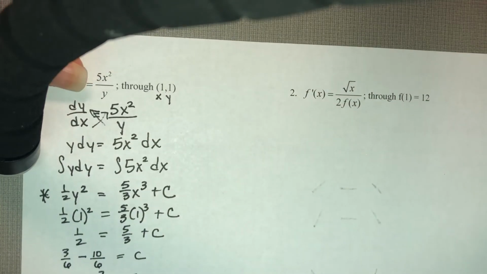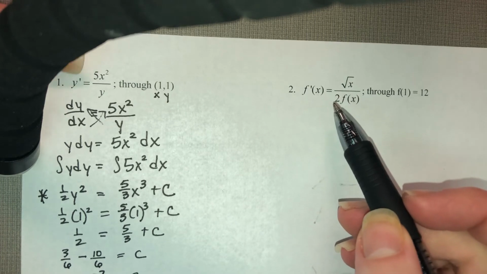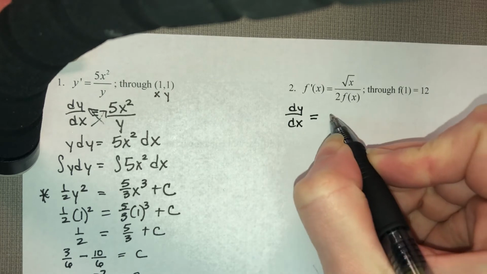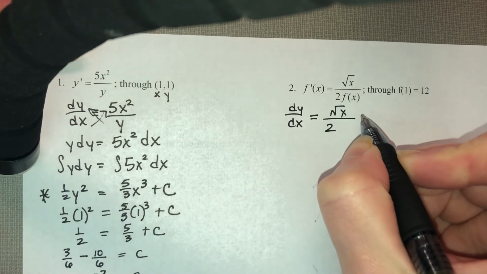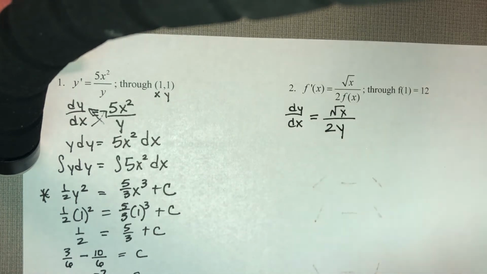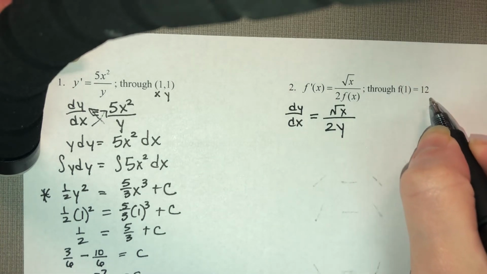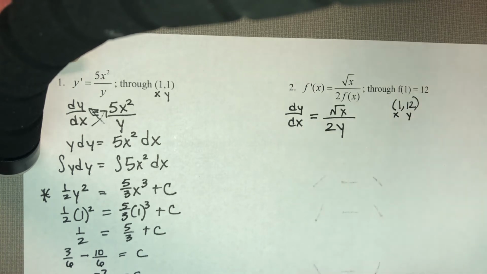Let's look at number 2. We have f prime of x. As soon as you see f prime of x, change it to dy dx. Square root of x on the top over 2 f of x. What is f of x? F of x is y. They're using this funky notation to mess with your brain. Don't let them. You know what those things mean. Change them to the notation that is more comfortable for you. Now, f of 1 equals 12. This means we have the point (1, 12), so this will be our x and this will be our y.